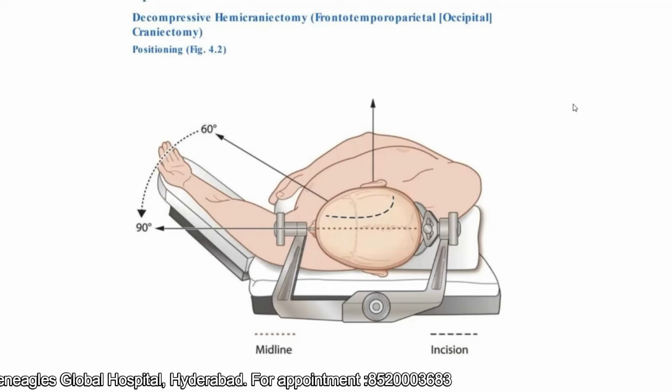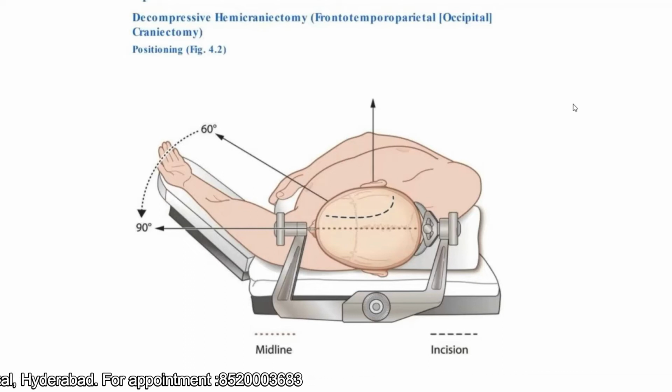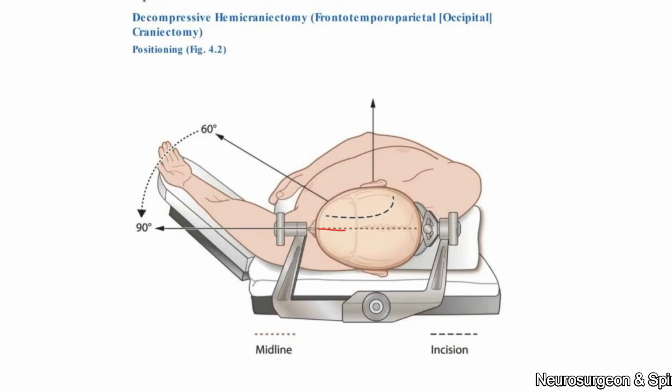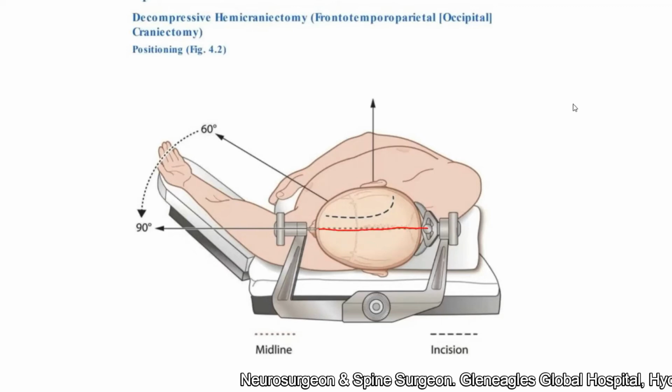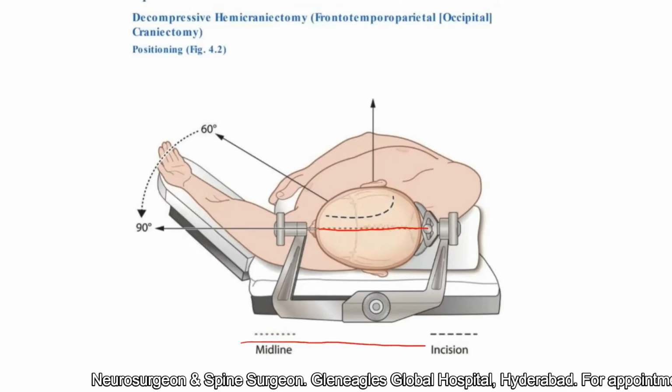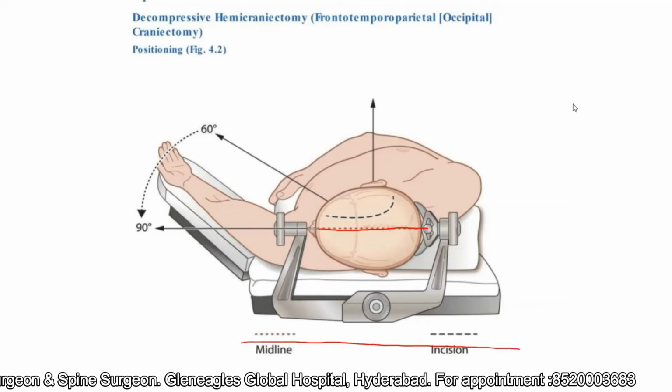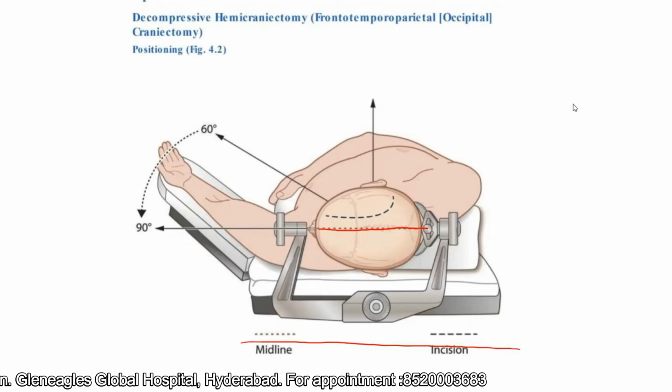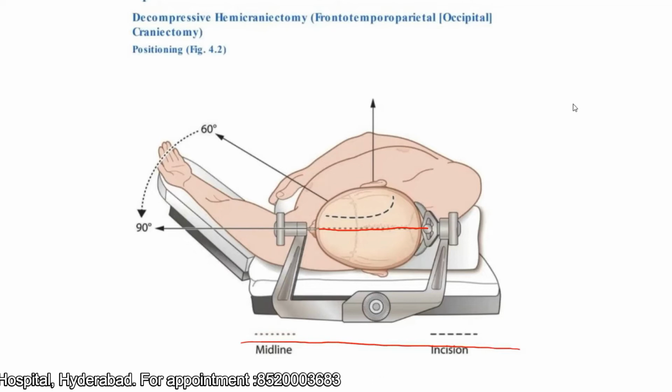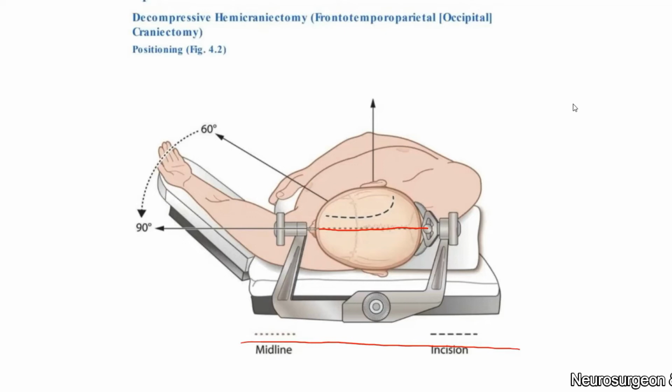Most important is you rotate the head to the opposite side. It's preferable to rotate the head in such a way that the midline of the head, as shown in the picture, is parallel to the ground, parallel to the table. So this is our operating table. So the midline is parallel to the operating table. This is preferable. But if you're not able to rotate the head to the opposite side by 90 degrees, then at least 60 degrees is required.